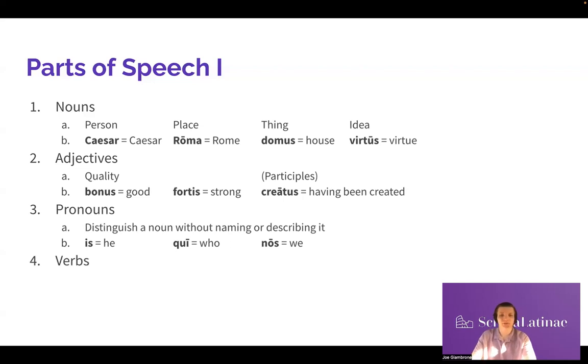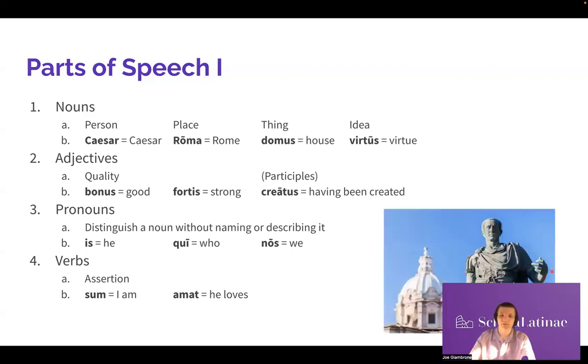And then verbs are really the kernels of sentences. You'd be very hard pressed to find a sentence without a verb in it. And verbs are simply just assertions or actions, right? So like sum, I am, cogito ergo sum, I think therefore I am, right? Or amat, meaning he loves, and in this case the am and the loves are the verbs.